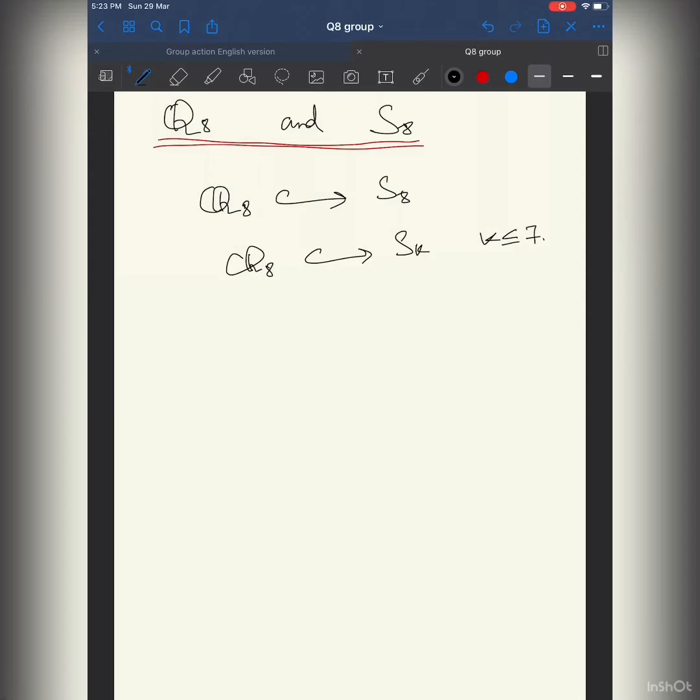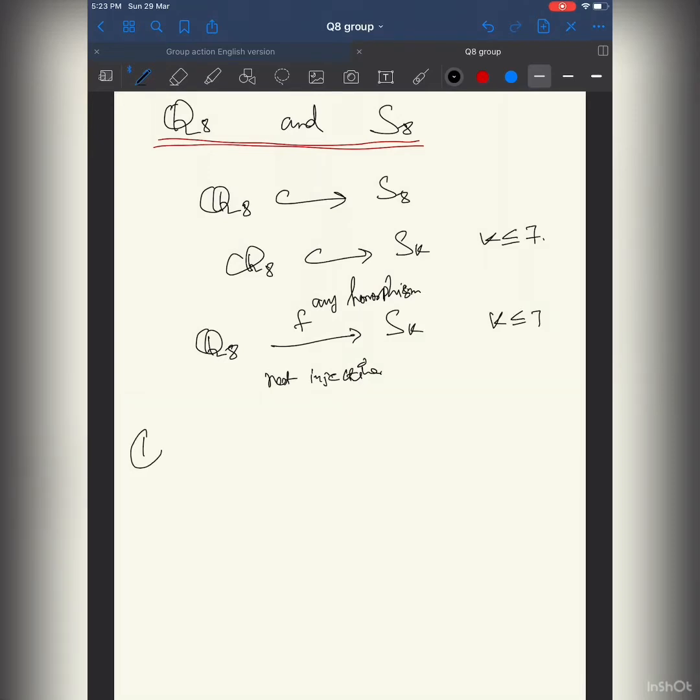So I want to prove that for Q8 to S_k with k less than or equal to 7, any group homomorphism f is actually not injective. If I prove that, then I am done.